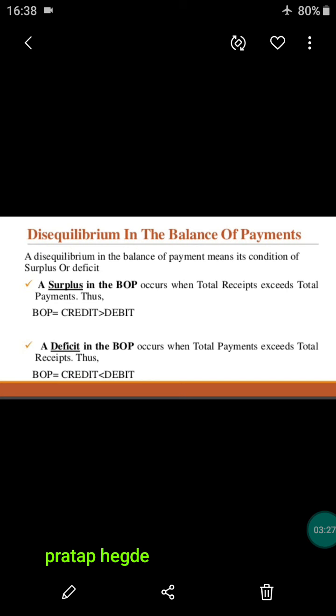Now what do you mean by surplus balance of payment? A surplus balance of payment occurs when the total receipts exceed total payments, which means exports are more than imports of that country. Then what do you mean by deficit balance of payment? A deficit balance of payment occurs when total payments exceed total receipts, which means imports are more than a country's exports. Now a balanced balance of payment is when the exports of a country and the imports of that country are very much equal.